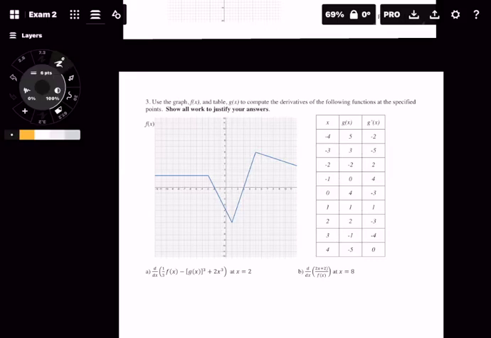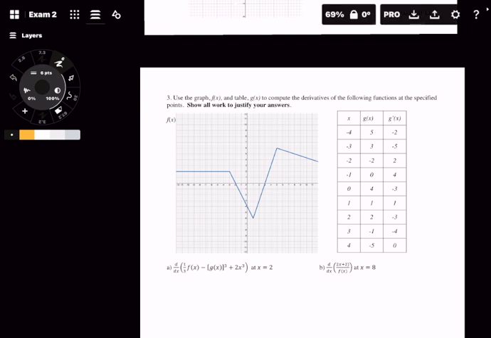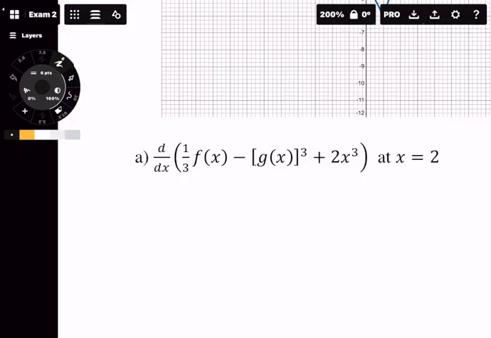Hello, doing exam 2, problem 3, on page 5. Here we want to use the graph of f of x and the table of g of x to compute the derivatives. So let's get started. First, we want to compute this derivative normally without doing anything fancy.